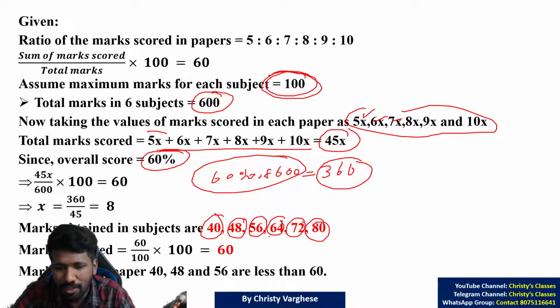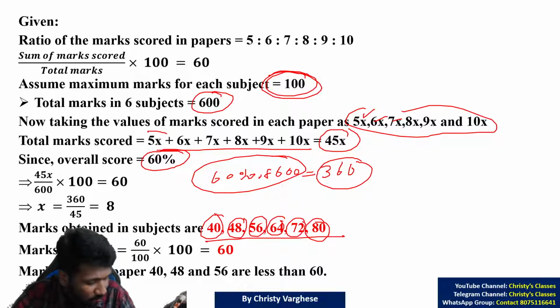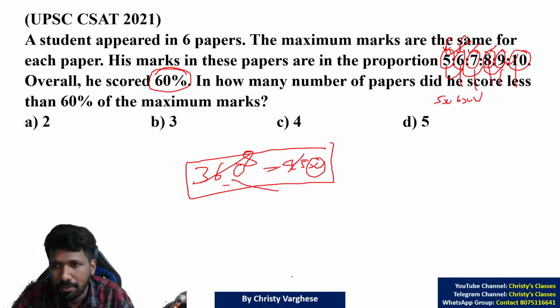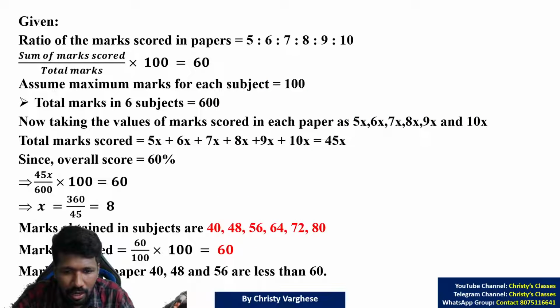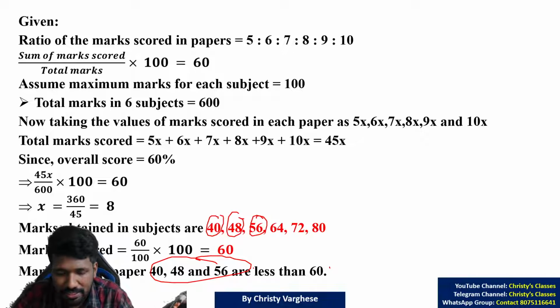Now what is the final question? Out of 100, if the total mark is 100, this is the individual mark for each of the papers. Then how many papers did he score less than 60% of the maximum mark? Out of 100, 60% means 60 marks. Below 60, how many papers did he score? Out of 100, 40, 48, 56 are below 60, na? So 3 papers. So 3 is the answer.